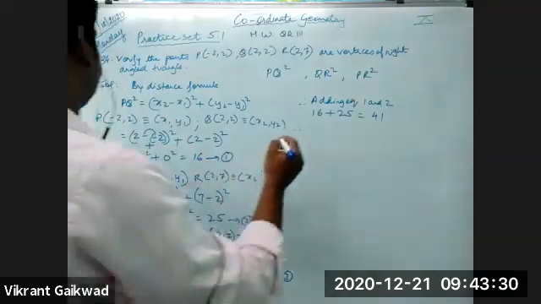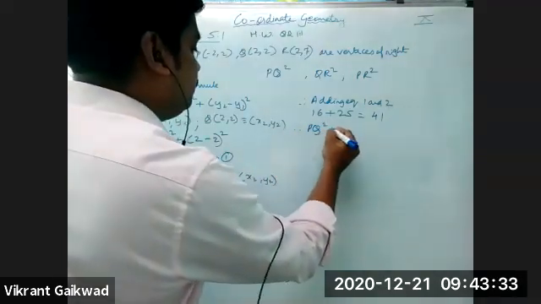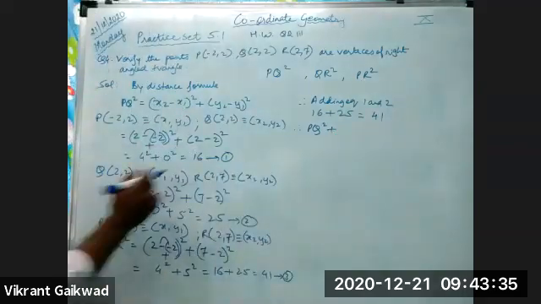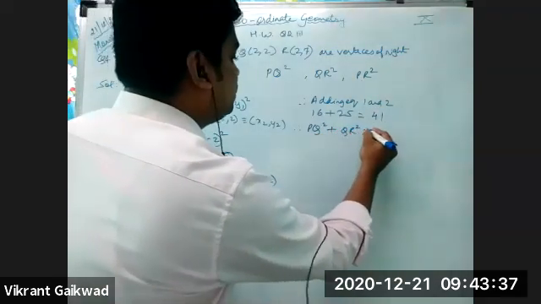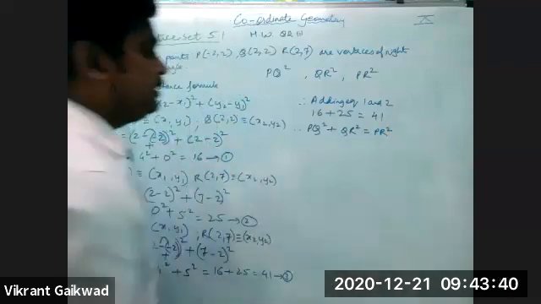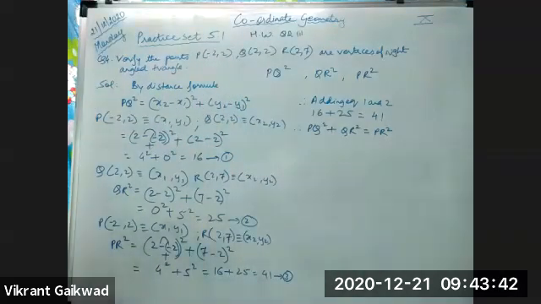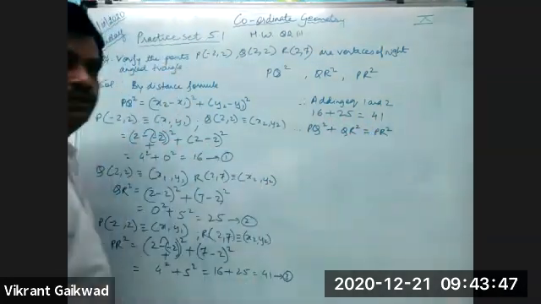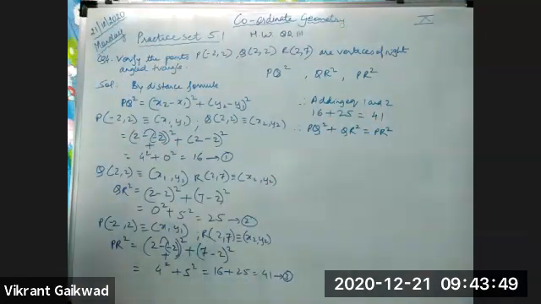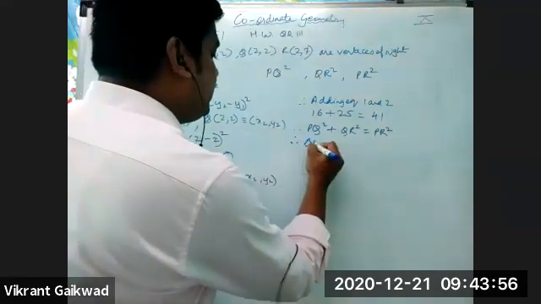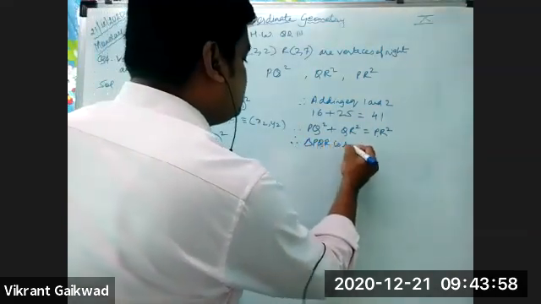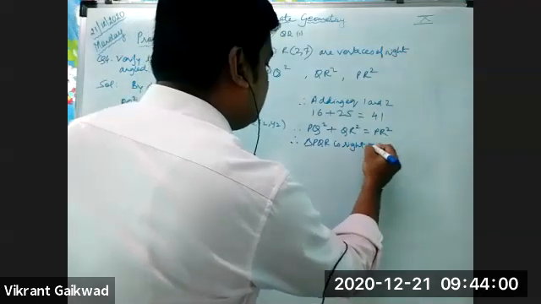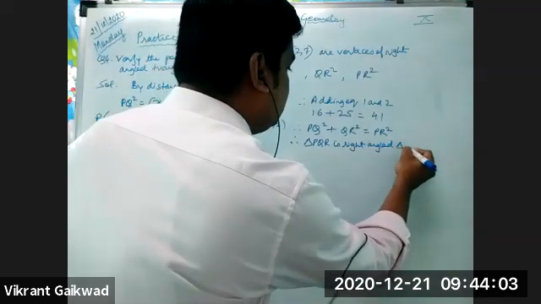Therefore, PQ square plus QR square equals to PR square. So addition of the two smaller sides is equal to the third side, the largest side. So that means here it is the converse of the Pythagoras theorem. So therefore, triangle PQR is a right angled triangle.